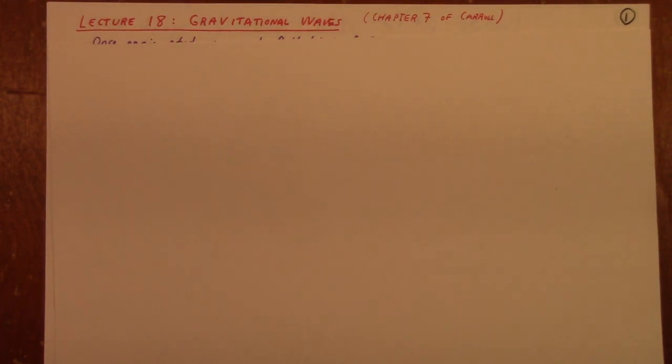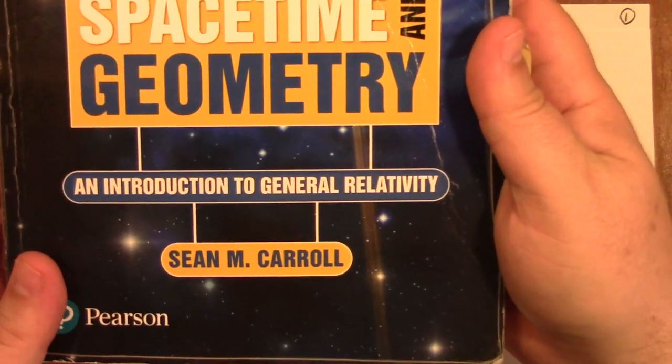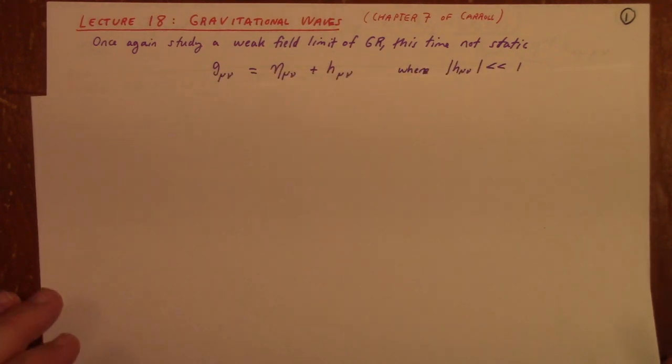entitled, what is it entitled? Here we go. Space-Time and Geometry, an Introduction to General Relativity. Yes. And as you can see, I have the international edition. Once upon a time, as I've mentioned, I had the hardcover, and then sadly I lost it. Of all the books I've lost, I perhaps regret that one the most. But anyway, still not sure what happened to it.